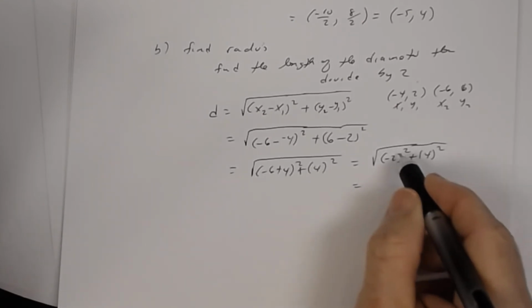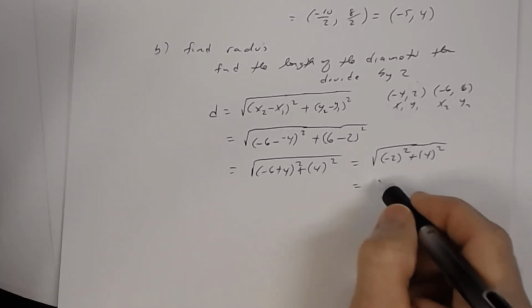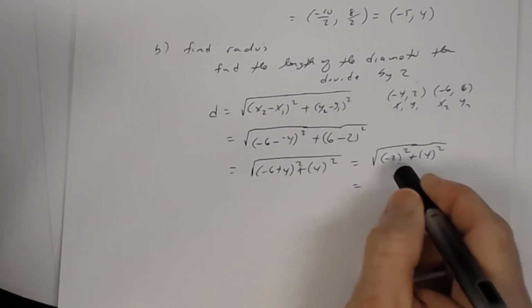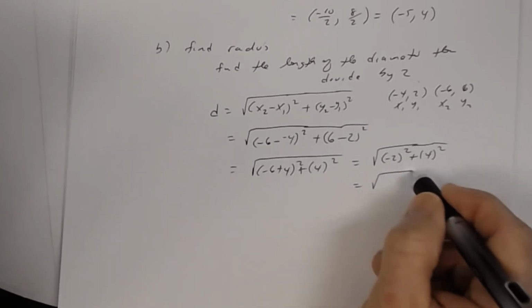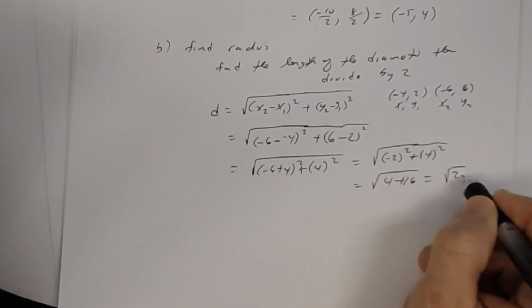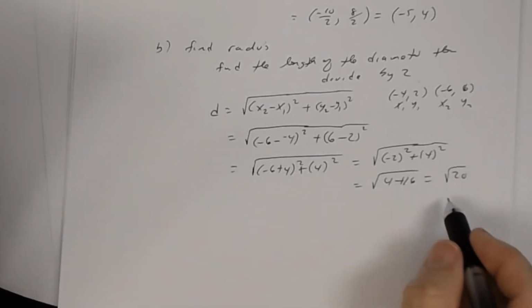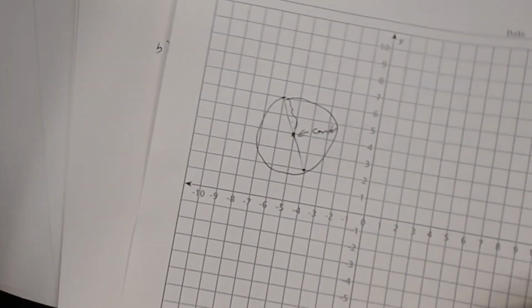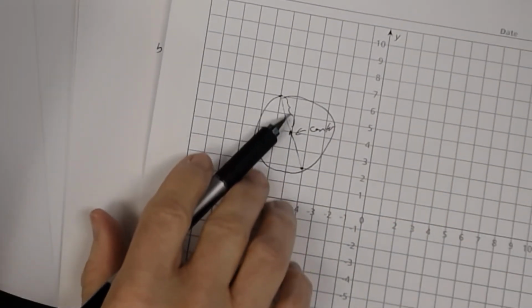Negative 2 squared, remember, be careful, whenever you square a number, whether it's negative or positive, it's never negative. Negative 2 times itself is a positive 4. So I get 4 plus 4 squared, 16. So this becomes the square root of 20. All right, so that's the length of this diameter right here, the square root of 20.